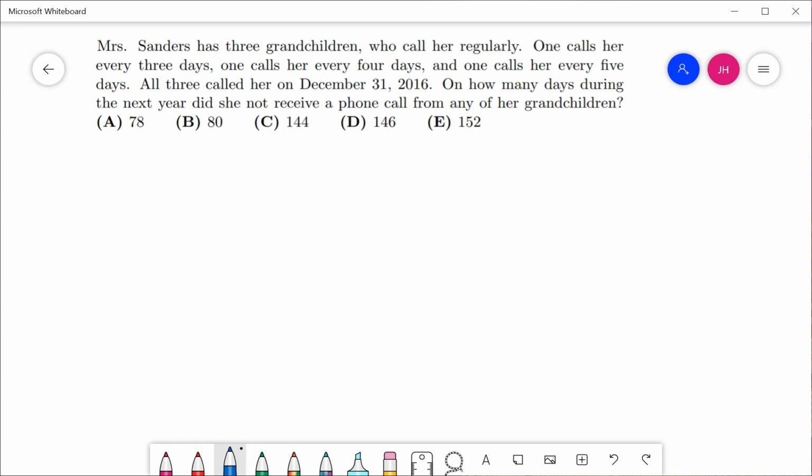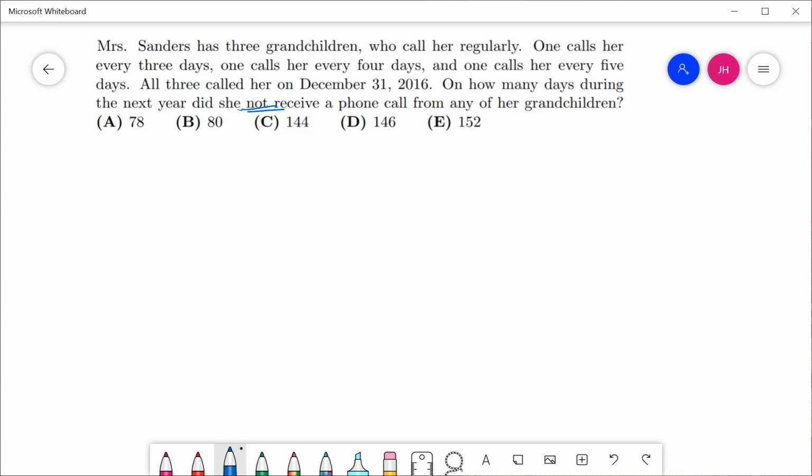Let's read this problem. Mrs. Sanders has 3 grandchildren who call her regularly. One calls her every 3 days, one calls her every 4 days, and one calls her every 5 days. All 3 called her on December 31st, 2016. On how many days during the next year did she not receive a phone call from any of her grandchildren?